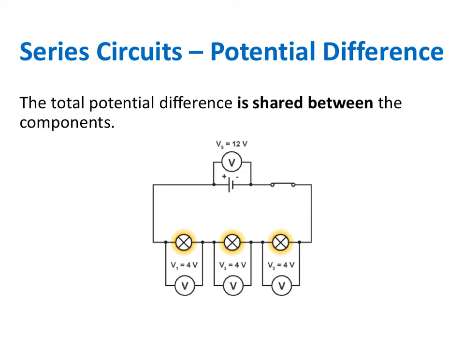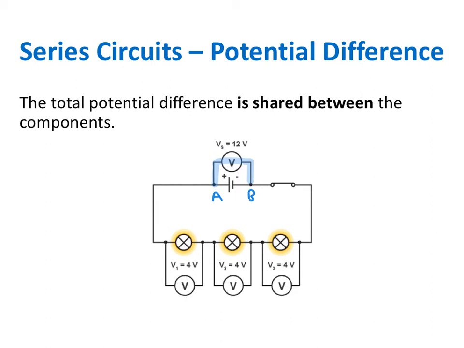So the total potential difference will be supplied by the cell, battery, power supply, but when we consider the components around the circuit, actually the potential difference is shared between those components. We have an example here where the power supply or the battery or cell is giving us a potential difference of 12 volts. So when we measure the potential difference just around that cell, between A and B here, that will be a value of 12 volts.